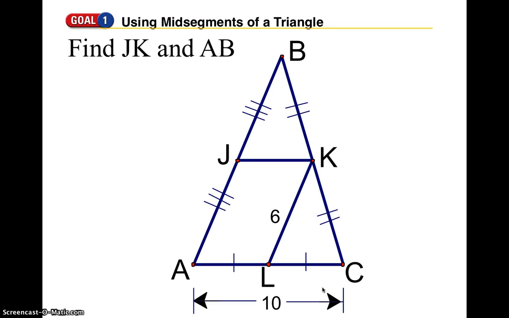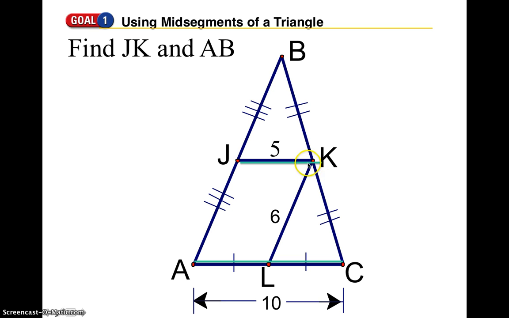Okay, let's see if we can apply what we were just saying about half as long to find JK and AB. First of all, JK here. In order to find out what JK is equal to, we're going to have to find the piece that JK is parallel to. Well, JK, I've highlighted it here with the light green, is parallel to the bottom piece here, AC. And since we know that AC is 10 long, the mid-segment is half as long, so this must be 5 long.